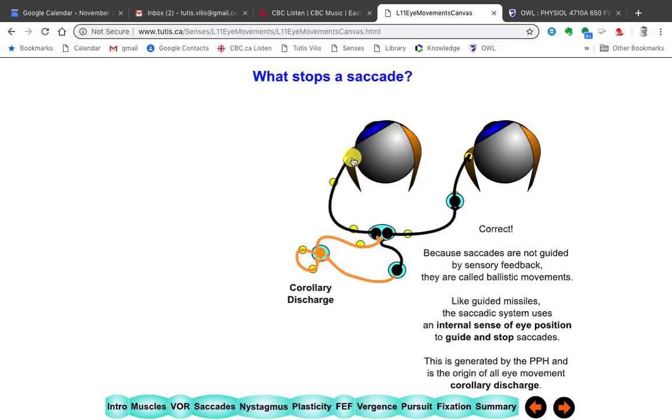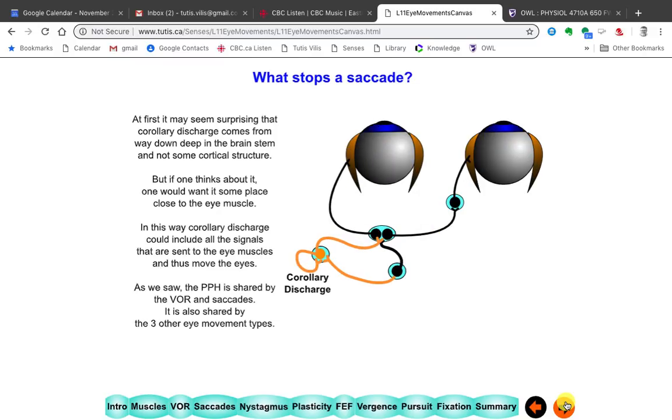So it's like a guided missile. The guided missile has measures of where it's gone, and as a consequence can get to its target. So the saccade is something like that. It's sort of like you shoot out the guided missile, and it goes fast, fast, fast, and then this signal here tells it when to stop, or where to stop. Now, how does this corollary discharge work? Okay.